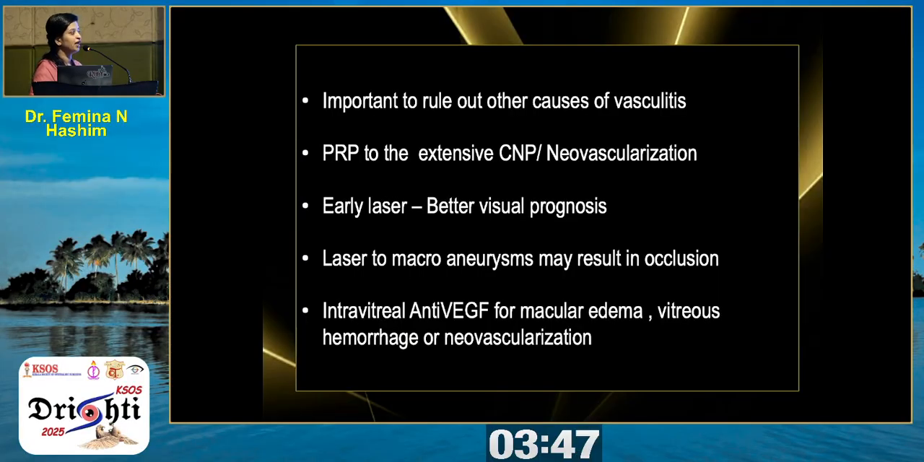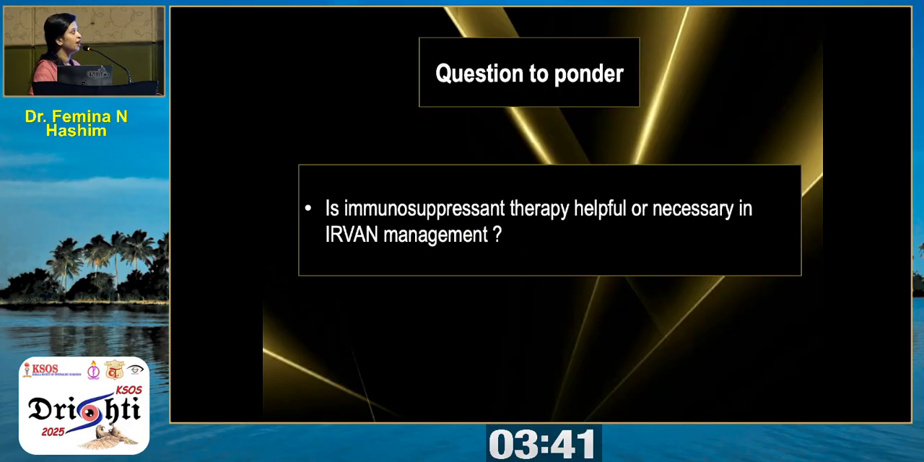Intravitreal anti-VEGF can be indicated for the macular edema, vitreous hemorrhage, or neovascularization. So my question to ma'am is, in these type of cases usually we encounter in OP where we don't have a definite diagnosis. Most of the investigations will be negative, but considering the high amount of peripheral non-perfusion areas, do we need an extensive treatment or any immunosuppressive therapy for these type of patients?